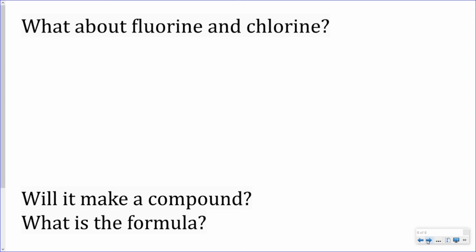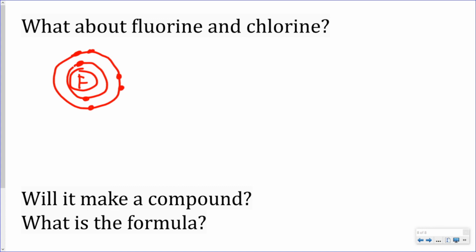Last example here. What about fluorine and chlorine? So we've actually drawn both these before. So fluorine is number 9. So 9 valence electrons here. 1, 2, and then 7. 1, 2, 3, 4, 5, 6, 7.